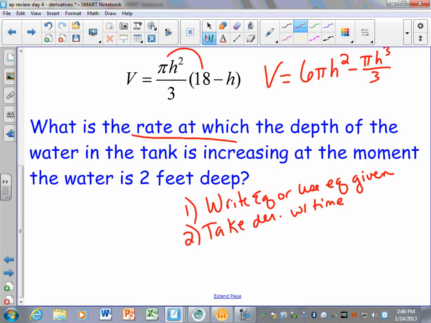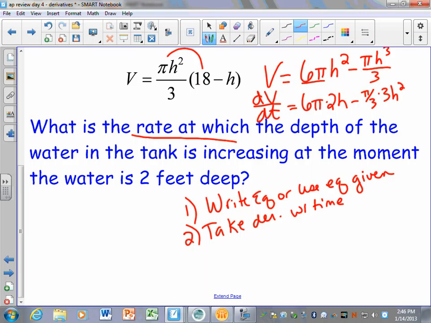So for this equation here, when I take the derivative of v, I'm going to get dv over dt. 6 pi is just a constant, right? I don't have to worry about taking the derivative of that. It's just going to be 6 pi times the derivative of h squared, which is 2h, minus the same thing, pi thirds is a constant, and the derivative of h cubed is 3h squared. And just so you know, this question comes from a no calculator part of the test.